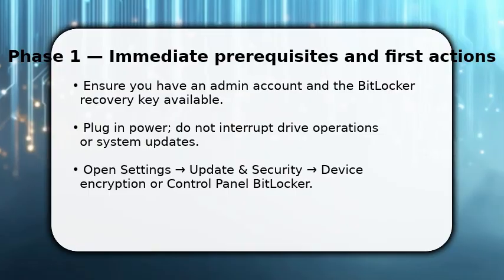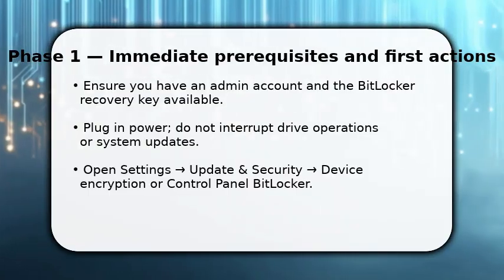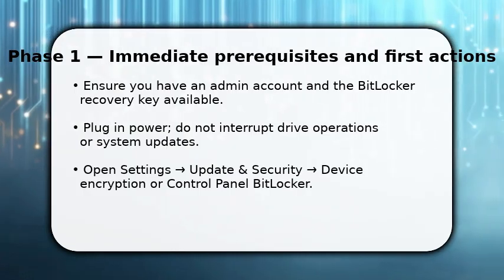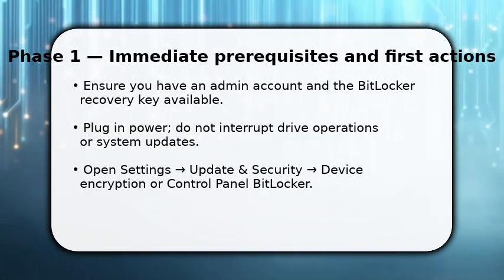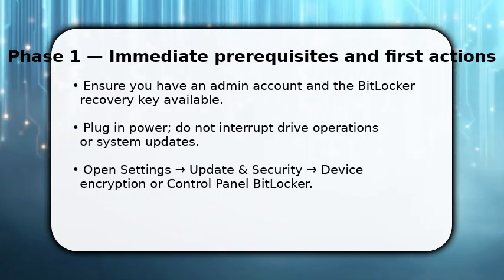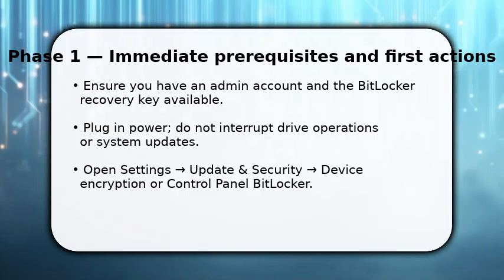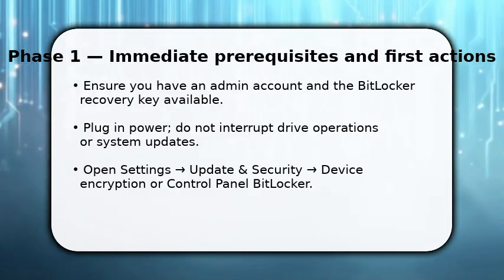You need admin rights and the recovery key. Keep power connected. First, open Control Panel and go to BitLocker Drive Encryption, or use Settings if Device Encryption appears. Once there, identify the drive protected by BitLocker. Click Manage BitLocker for that specific volume and choose to turn off BitLocker.